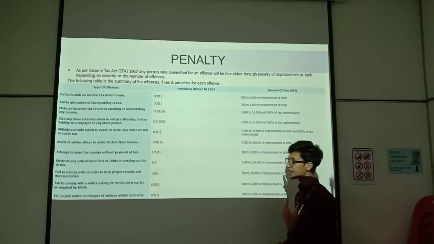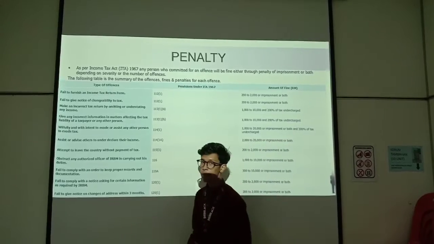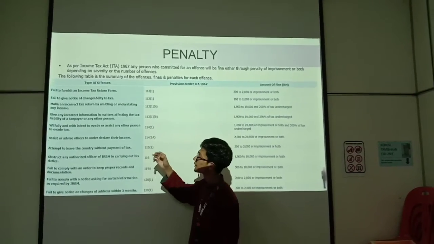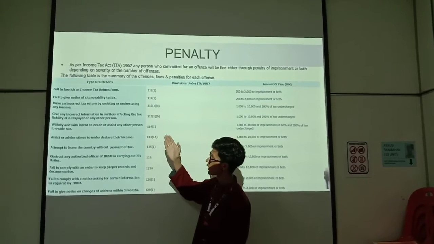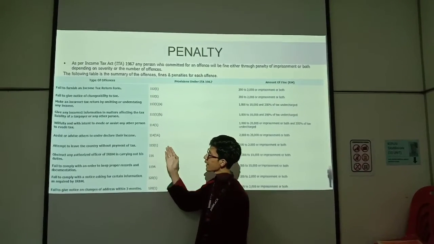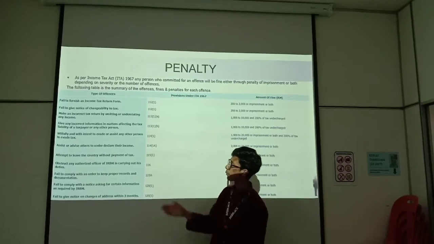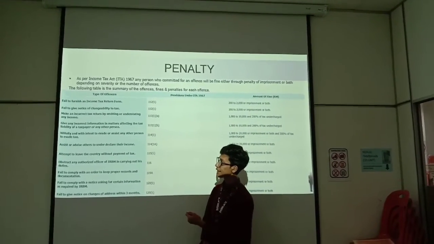Okay, first I will tell about the types of offence. First is failing to furnish an income tax return form. Second, failing to give notice of chargeability to tax. Third is making an incorrect tax return by omitting or understating an income.